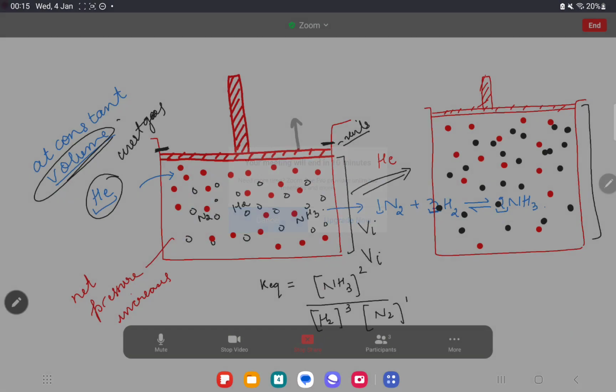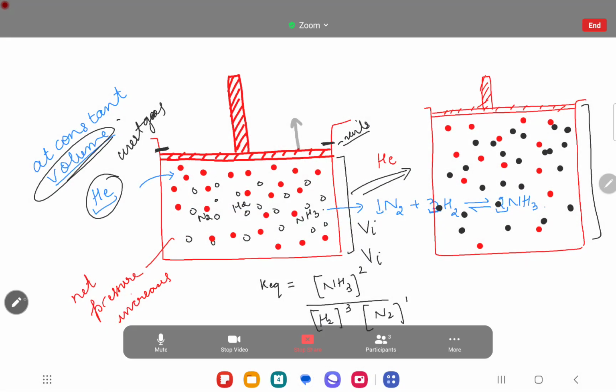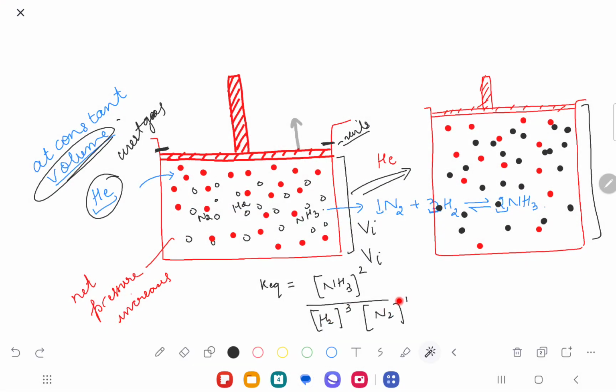So H2 is raised to the power 3, N2 is raised to power 1. Why? Because the coefficient of N2 is 1, the coefficient of H2 is 3, and the coefficient of ammonia is 2. So we write down product over reactant. That's how we are writing it down.